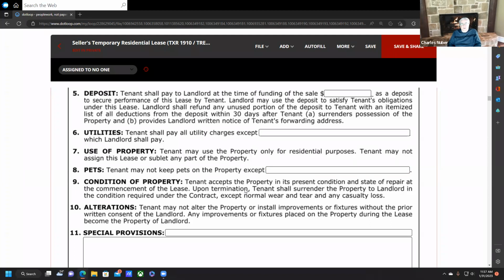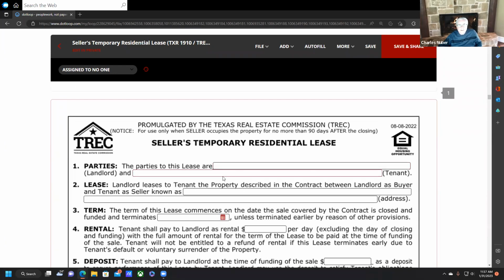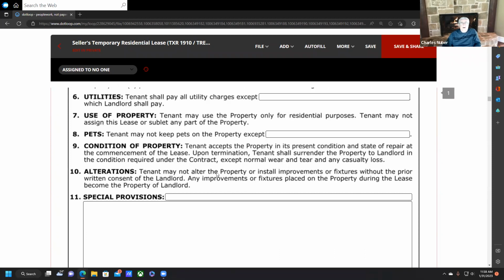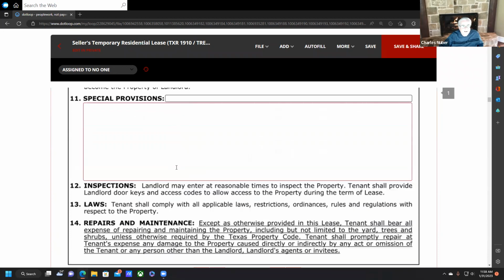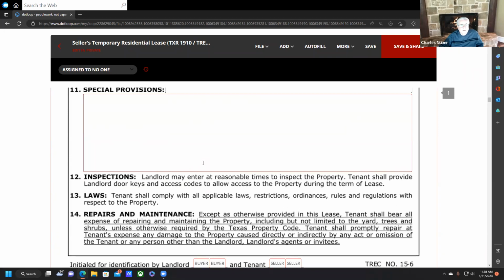Now, here's where it gets fun. Tenant may not alter the property or install improvements or fixtures without prior written notice. Let me get back to which one. Yeah, this is sellers. Tenant may not alter the property or install improvements or fixtures without prior written consent from the landlord. Any improvements or fixtures placed on the property during the lease become property of the landlord. And then you have special provisions.